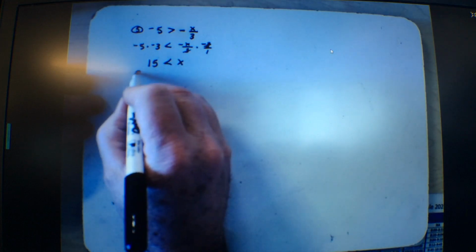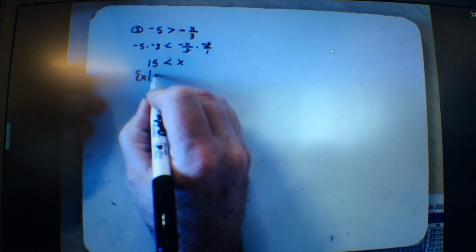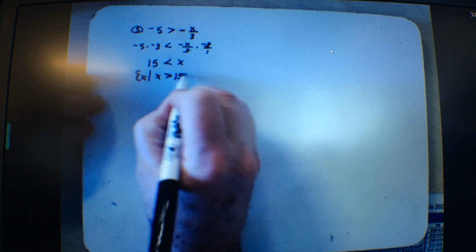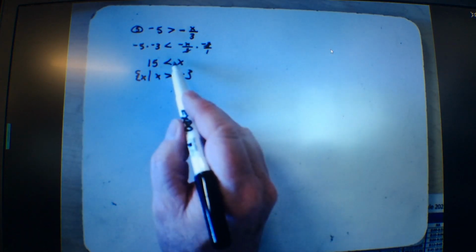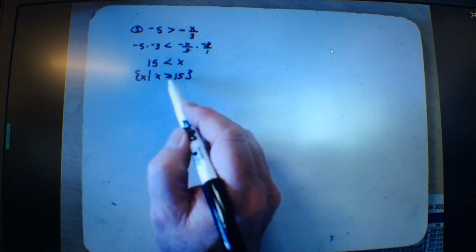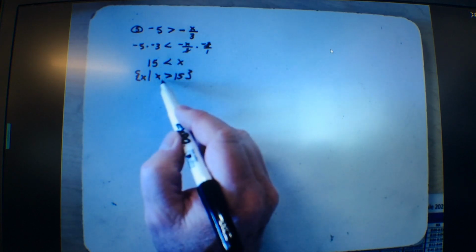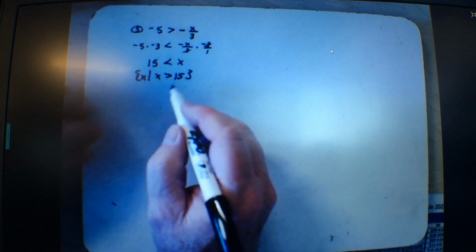Any questions? All right. Now, I want to write it in set builder notation, but notice it's on the wrong side, right? So I do x is greater than 15. And it looks like I switched it, but logically these two mean the same thing, because it's opening up to the x on both of them. So then I graph it.